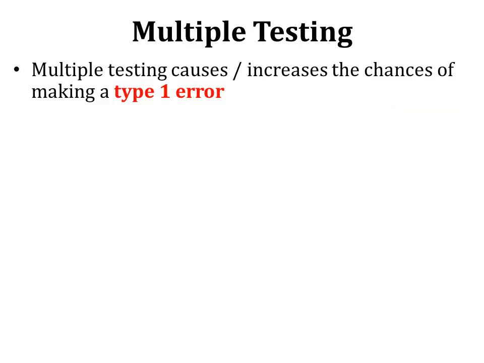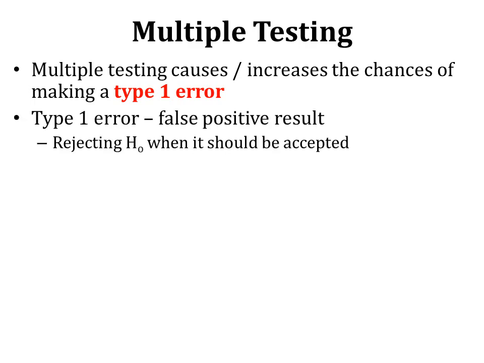And what is that statistical objection? That statistical objection is based on the chances of making a type 1 error, because multiple testing increases the chances of making a type 1 error. Now, what is a type 1 error? A type 1 error is a false positive result. A false positive result means that you are rejecting the null hypothesis when it should be accepted. So when does this happen?